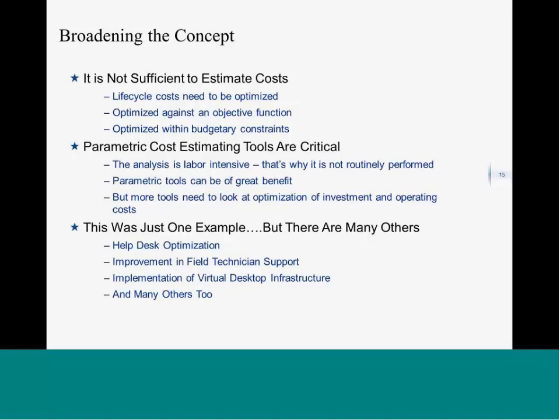In performing cost optimization, parametric estimating tools we find are critical. Without them, cost optimization analysis is very labor intensive, and really for that reason we find that it's not routinely performed. Yet as we look to the future, it will be important to have tools that consider the optimization of investment and operating costs. Now, this case study is just one example of how we can approach enterprise information system cost optimization. And indeed, there are many others that can be considered, such as help desk optimization, or the improvements in field technician support, or the implementation of virtual desktop infrastructure, again, just to name a few.